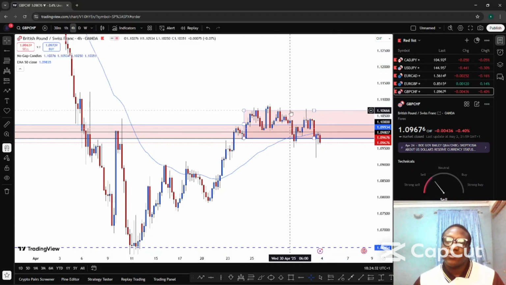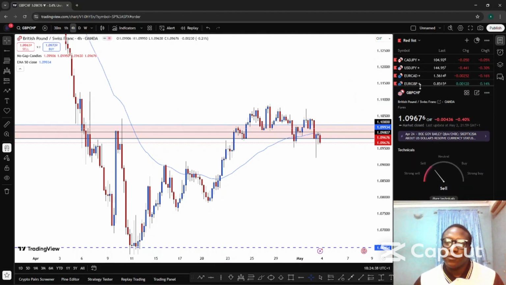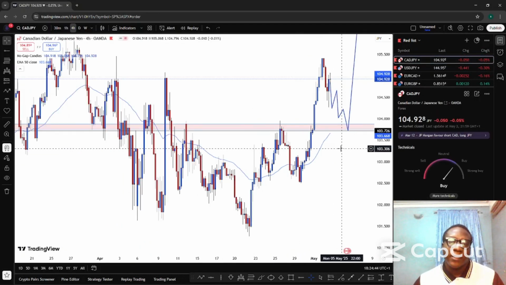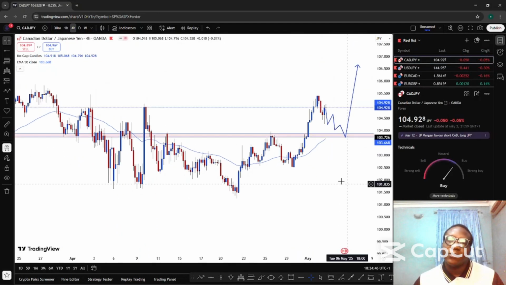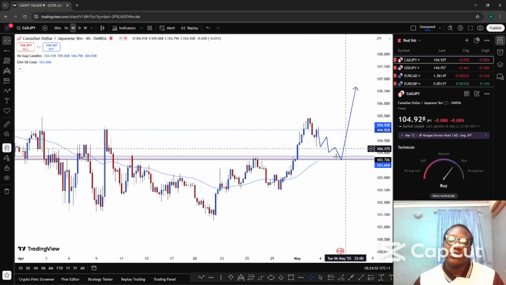This pair, I think I'll be removing it from my list because I feel like it's complicating things. So basically we just have 4 major pairs that we're looking out for the week, which is CAD JPY. For CAD JPY, we're waiting for the market to give us a retracement into our area of interest for us to then take the trade to the upside.